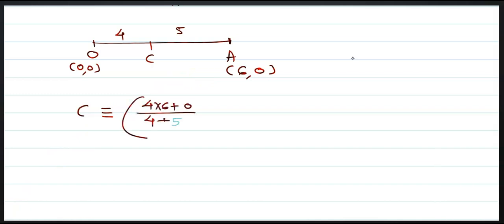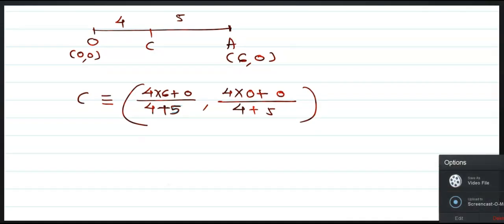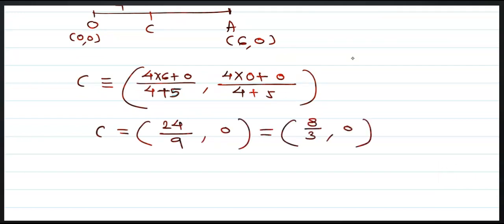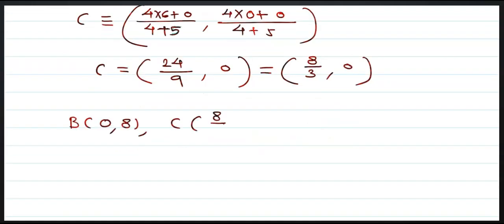4 into 6 plus 0 upon 4 plus 5. Next is 4 into 0 plus 0 upon 4 plus 5. That is mx2 plus nx1 upon m plus n, my2 plus ny1 upon m plus n. And in this way, C is 24 upon 9 and 0. That is 8 upon 3, 0. This is the coordinate of the point C.